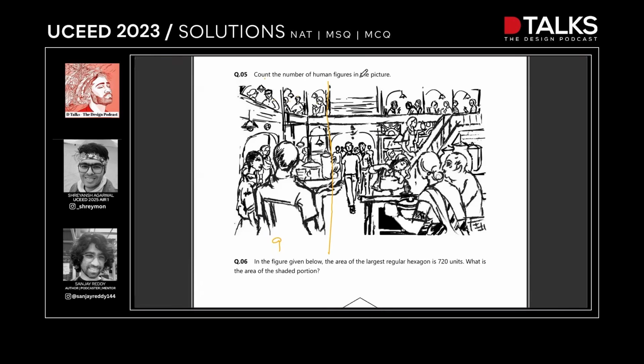Then let's draw this line too, because there are many people in the center. One, 2, 3, 4, 5, 6. Now on the right hand side, 1, 2, 3, 4, 5, 6, 7, 8, 9, 10, 11, 12. That gives you a total of 27. And that is the 27. Yes, 27. That's the answer.